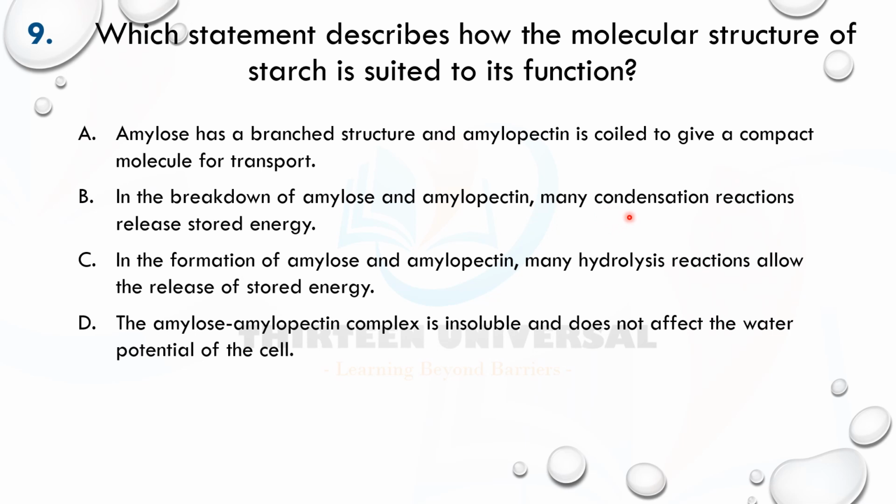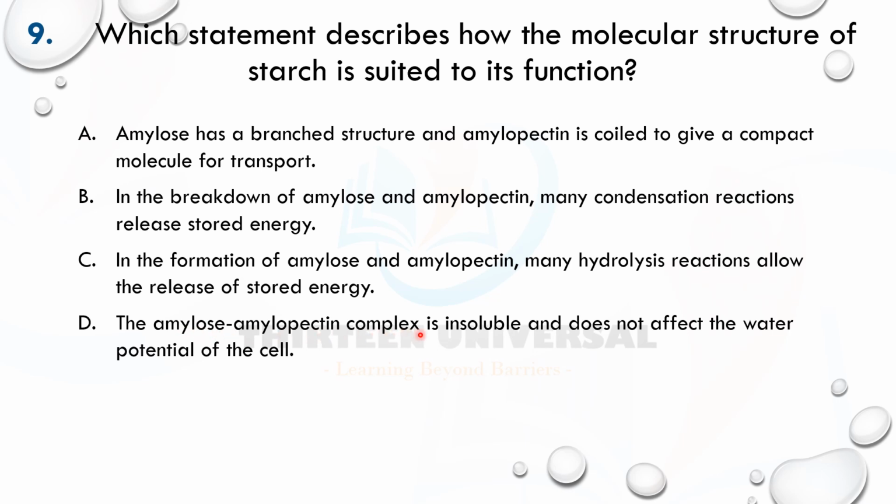Breakdown is not condensation, it's hydrolysis. Breakdown is hydrolysis, not condensation. That eliminates B. C says in the formation of amylose and amylopectin, many hydrolysis reactions. Now formation of this is condensation. Okay, alpha glucose molecules linking up, joined by glycosidic bonds to form amylose and amylopectin, and that is condensation, not hydrolysis. Formation of polysaccharides is by condensation, not hydrolysis. That eliminates C.